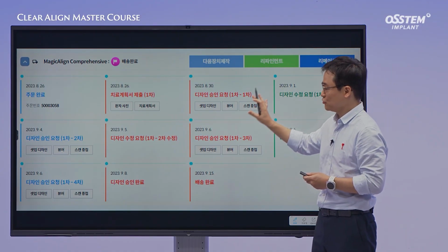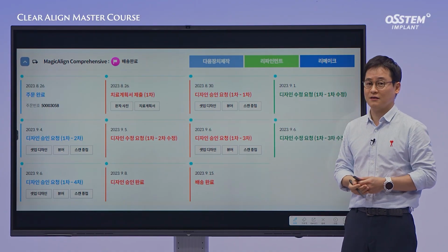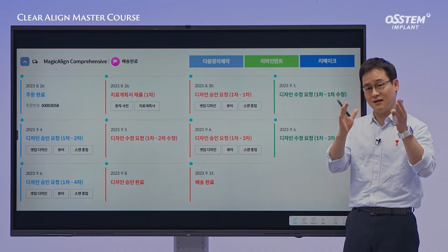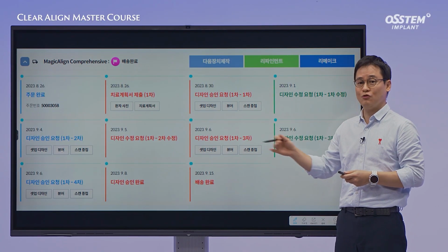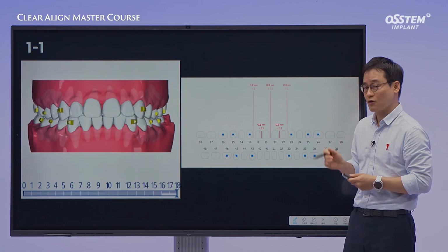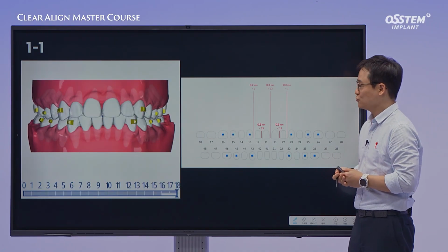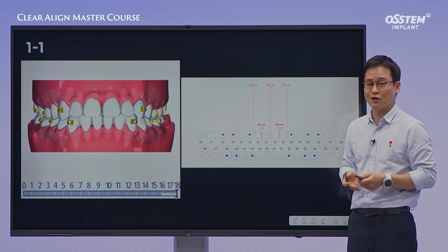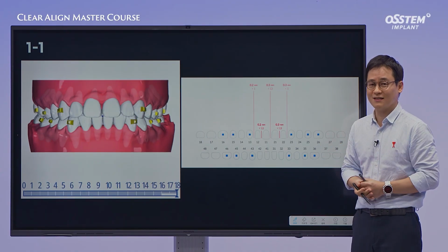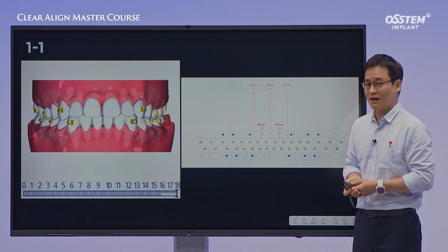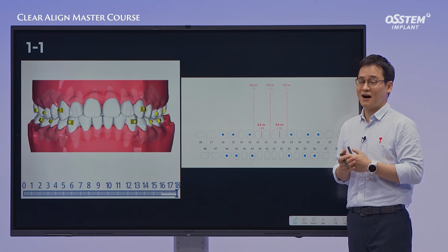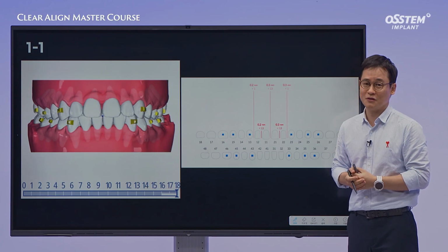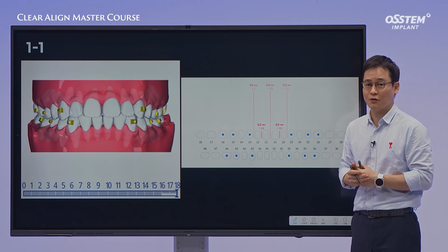As shown here, the initial setup was provided, followed by multiple rounds of modification. This is the review stage. After we complete the diagnosis and submit it to the company, we receive the simulation prepared by them. Then we move on to the review process. However, you should never assume that the company will handle everything correctly. It is essential for clinicians to study sufficiently and to be able to critically analyze the setup.